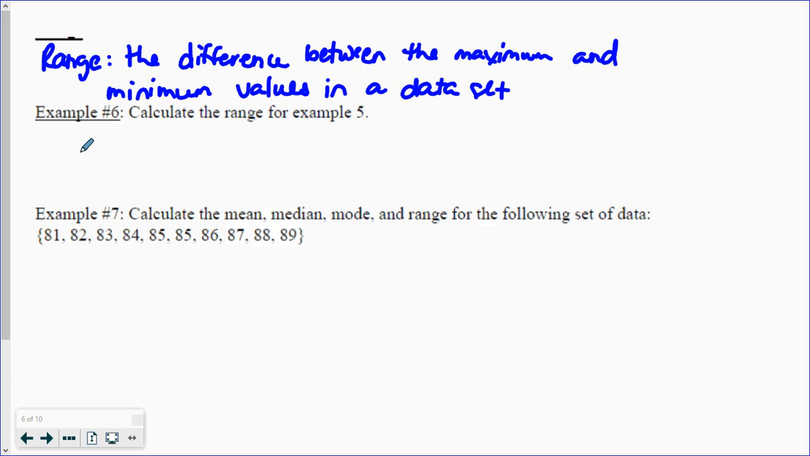So for the last example, it says calculate the range for example 5. So that was those 10 math scores. So the maximum, if you look back once I had ordered it, the maximum was 92. The minimum was 77. So the highest mark was 92. The lowest mark was 77. So the range of those data points is 15.